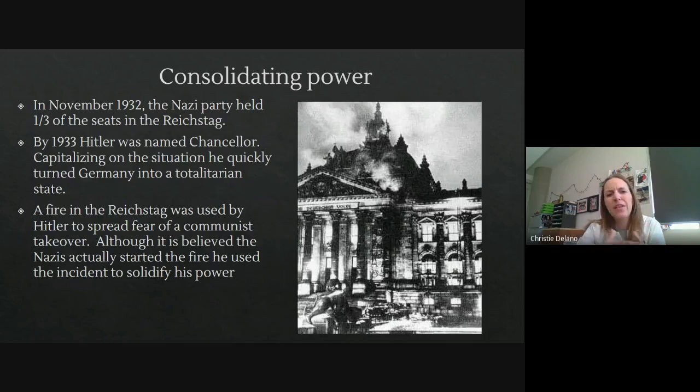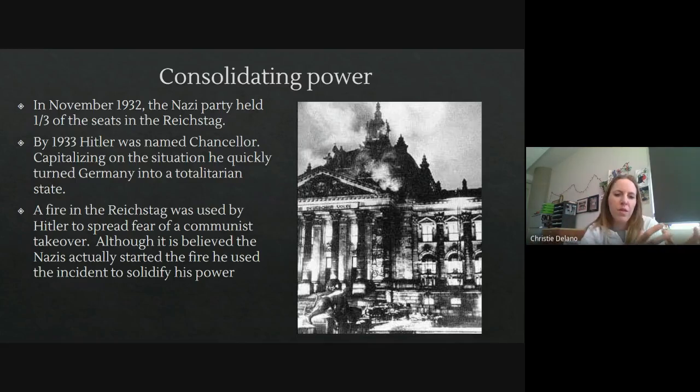So how does Hitler consolidate his power? Now, what a lot of people don't necessarily recognize is that Hitler was elected to government. He did use paramilitary organizations and all of that to get there, but he was technically elected, and used technically very loosely. And so by November of 1932, the Nazi Party led by Hitler had about 1/3 of the seats in the Reichstag. Okay, so in their government. And by 1933, Hitler gets named chancellor.